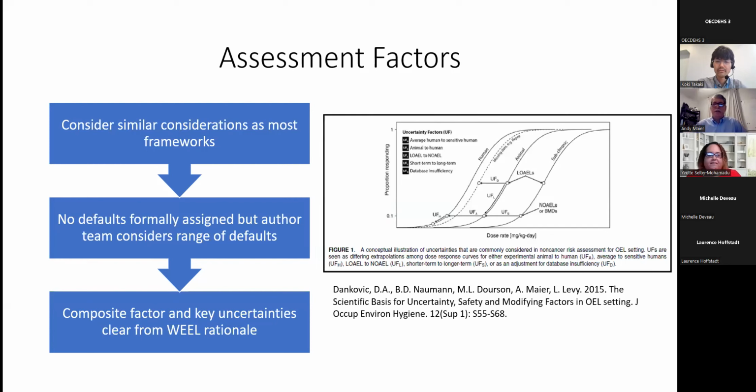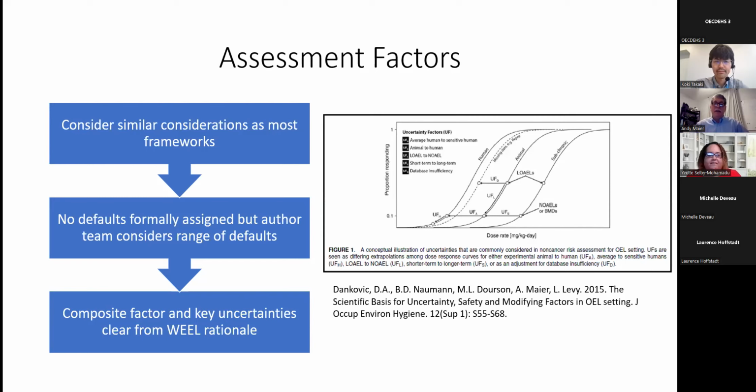With regard to assessment factors, again, very similar to what most organizations do. Bruce Naumann, in his talk on Friday, mentioned this paper by Dave Dankovic with our colleagues at NIOSH and others. So we use the same traditional line of thinking for uncertainty or assessment factors. But we don't have a default factor. We don't set it always at 10 unless we have some data to move away from defaults. It's more of a weight of evidence, but I will say that our authors come from, this is a volunteer job for them. So they have day jobs, and in their day jobs, they might have different roles or perspectives. So they're very familiar with the range of typical defaults among organizations and bring that thinking to bear.